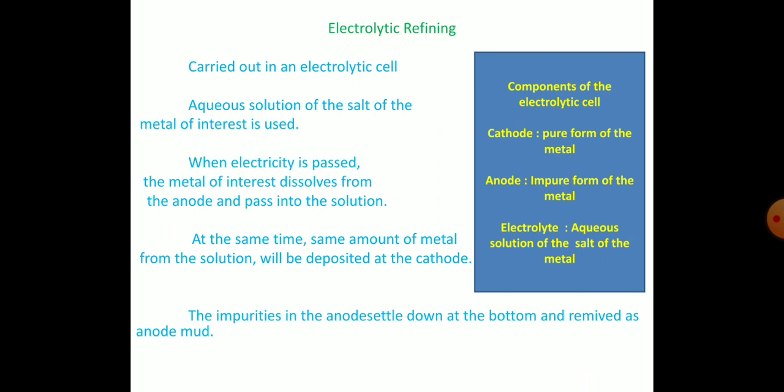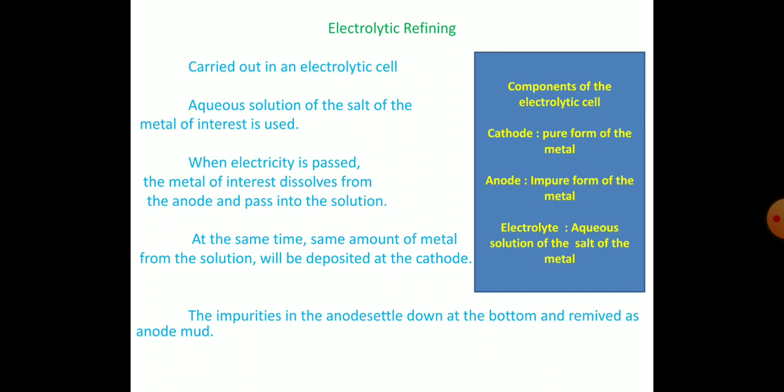Aqueous solution of the salt of the metal of interest is used as an electrolyte. The salt is dissolved in water, that is why it's called an aqueous solution. Now when electricity is passed, when current is passed, the metal of interest dissolves from the anode and passes into the solution. When electricity is applied from the impure form of the metal rod, only the pure metal separates out and it is dissolved in the electrolytic solution, because the electrolytic solution also contains the same salt.